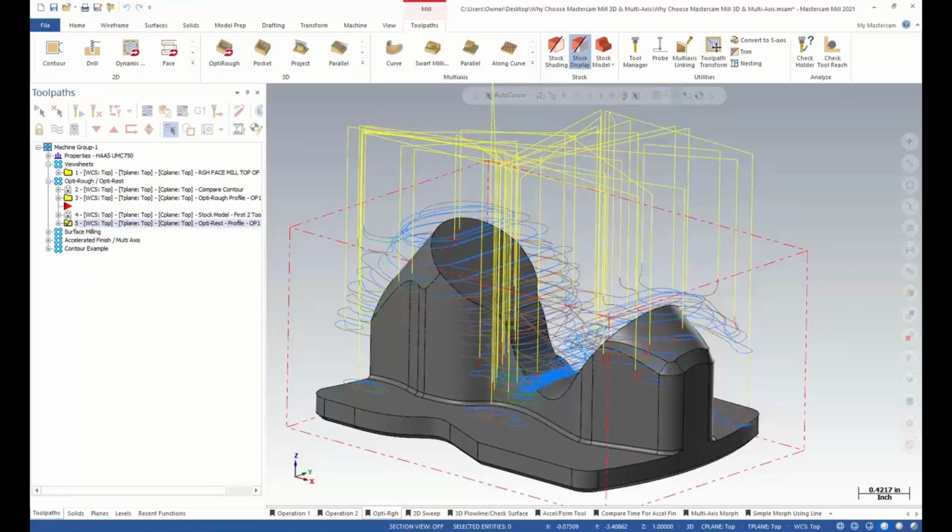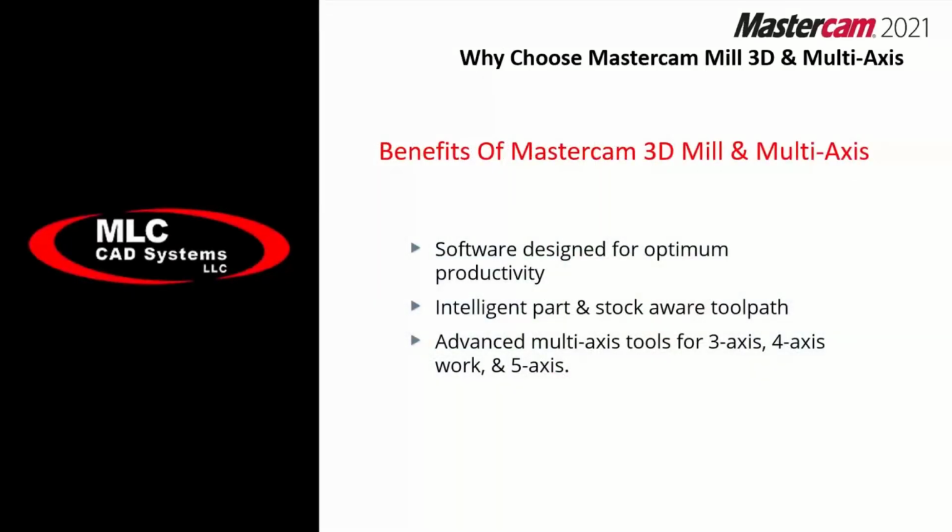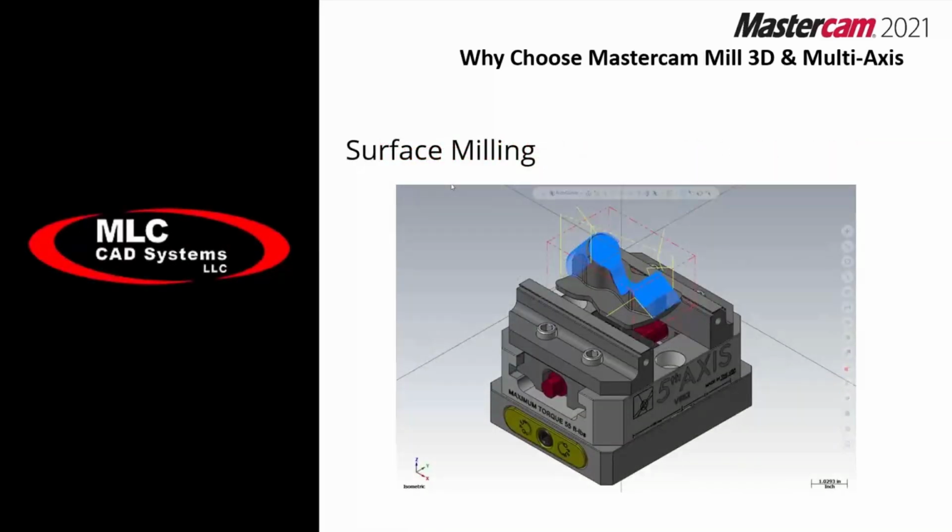So let's go ahead and move on to our next agenda here. We're going to talk about advanced multi-axis tools for 3, 4, and 5-axis work as well. And whenever I think of that, the first thing that comes to mind is surface milling. Inside of surface milling, we could start with the simplest surface milling available under the 2D package. We have 2D sweep, we have 3D sweep.